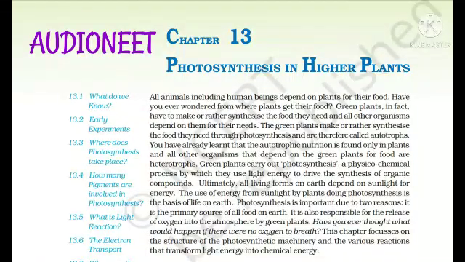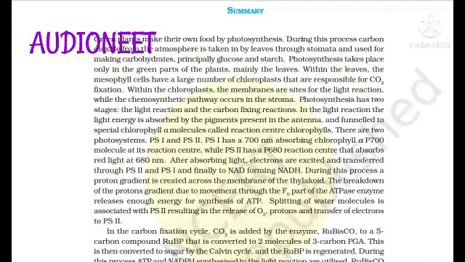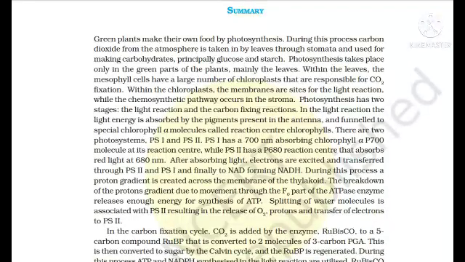Summary. Green plants make their own food by photosynthesis. During this process, carbon dioxide from the atmosphere is taken in by leaves through stomata and used for making carbohydrate, principally glucose and starch. Photosynthesis takes place only in green parts of the plant, mainly the leaves.